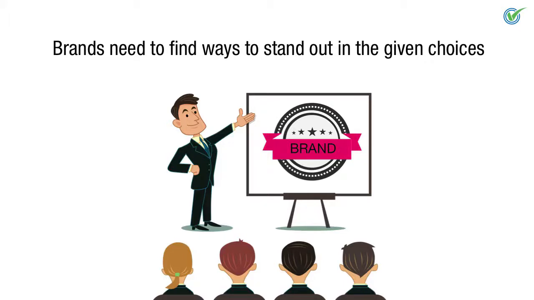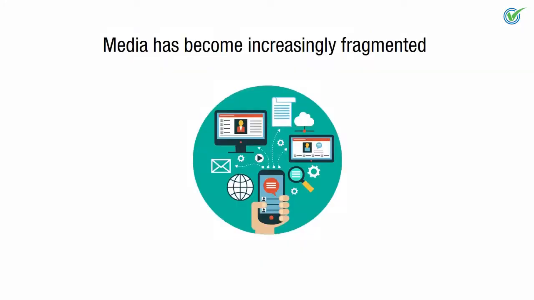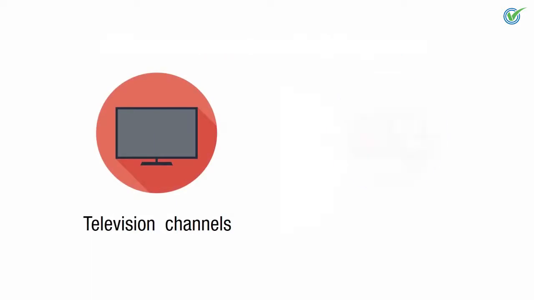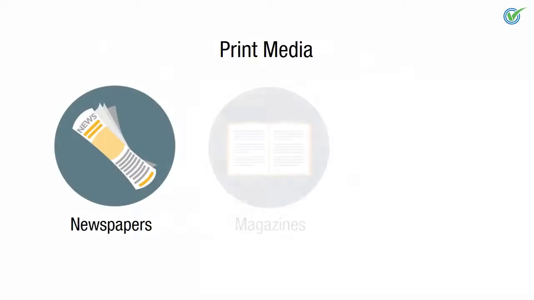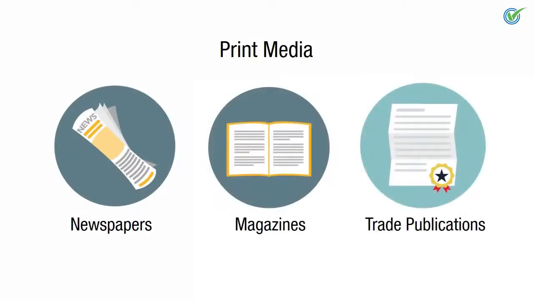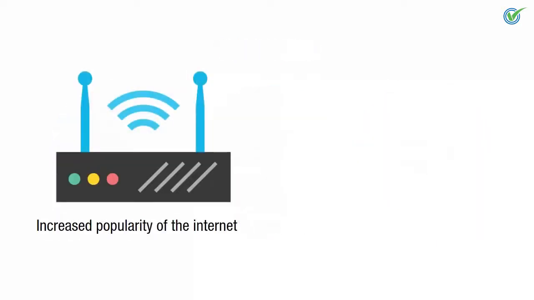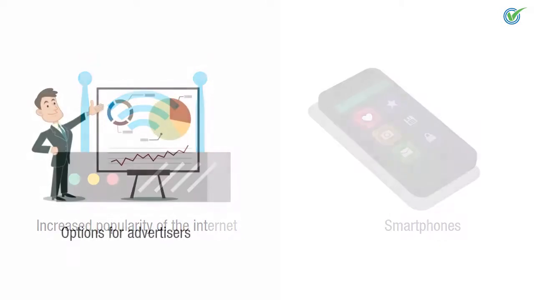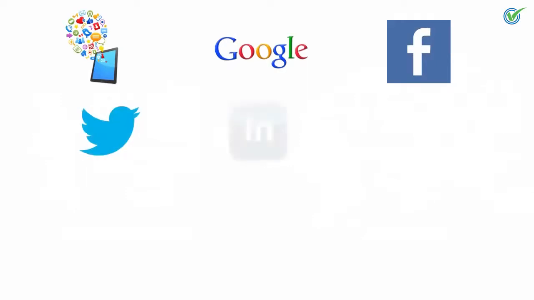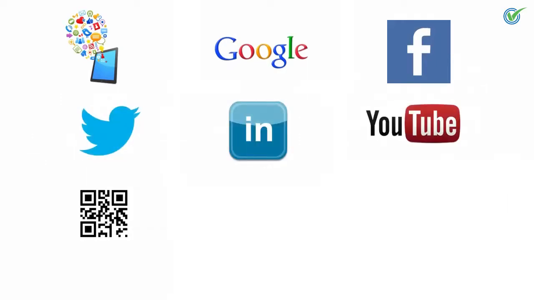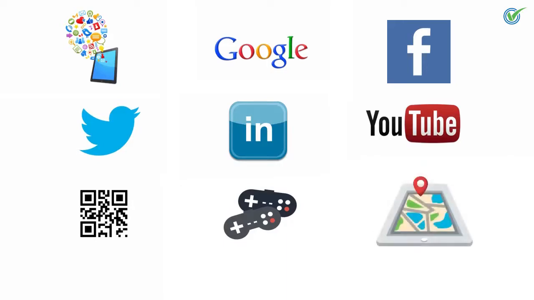For businesses, in this age where consumers are continuously provided with choices, the challenge is finding ways to stand out. In recent times, the media has become increasingly fragmented with several hundred television and radio channels, as well as a large variety of print media, including newspapers, magazines, and trade publications. Moreover, since the late 1990s, with the increased popularity of the Internet, and more recently smartphones, many options now exist for advertisers to reach a global audience using digital media marketing methods, such as mobile phone apps, Google, Facebook, Twitter, LinkedIn, YouTube, QR codes, gamification, and proximity marketing.